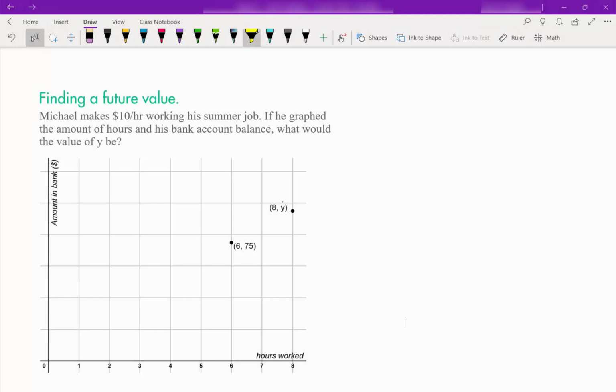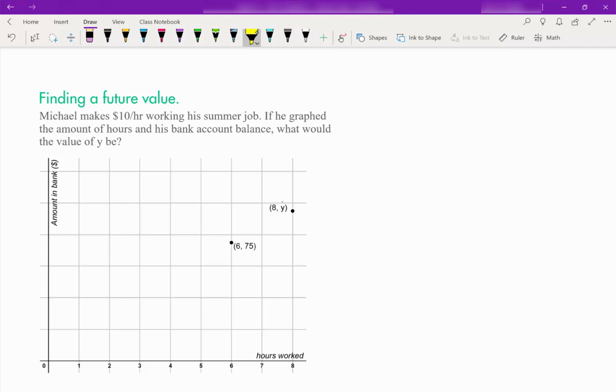In order for us to learn how to write an equation of a line using a point and a rate of change, we should start with a problem in context that we might be more familiar with and maybe come up with a natural solution. So in this particular case, we have a guy named Michael who's working, $10 an hour is his rate of pay during his summer job.